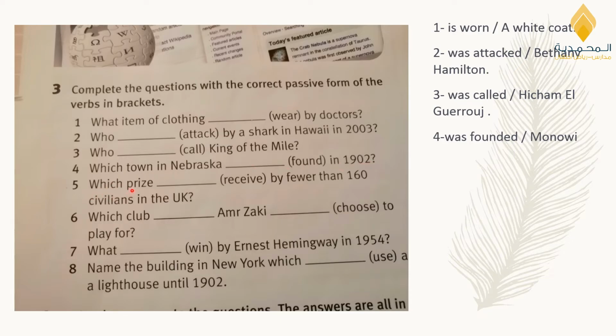5. Which prize has been received by fewer than 160 civilians in the UK? So this is a prize that people have received and still will be receiving in the future. So what's the thing that links the past with the present? It is the present perfect. So we say, which prize has been received by fewer than 160 civilians in the UK? Do you remember what it is? Yes, it was the George Cross.